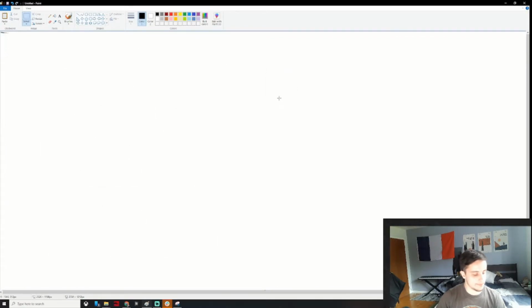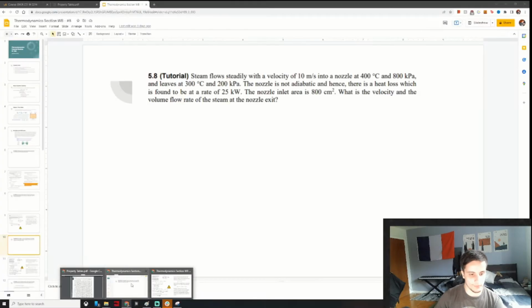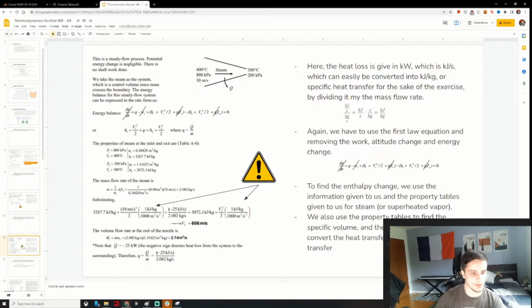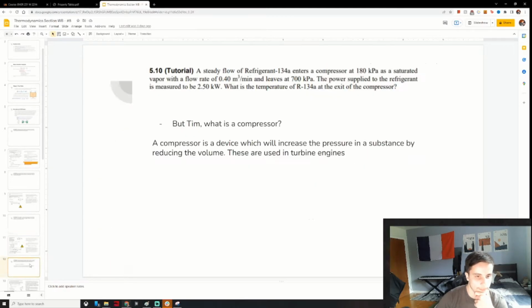Okay, moving on to the next exercise. So just to recap, see how they did it. Yeah, pretty much the same way. Oh, except this time they multiplied velocity by 10 to the power minus 3. So everything was in kilojoules, and they converted big Q dot to small q. Okay, moving on to the next exercise.